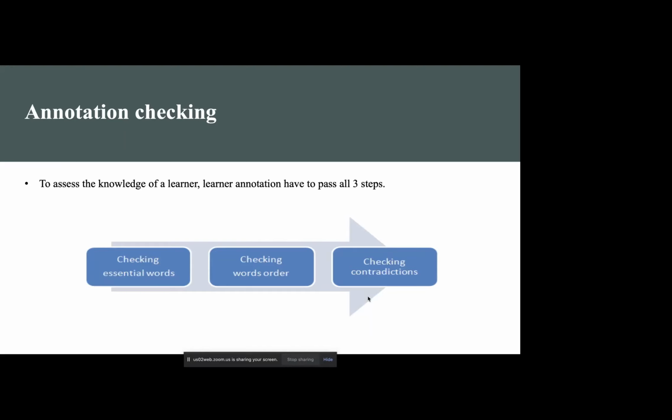And while coming to the checking word order, here the annotations will check the word order, and it will create the ordered statement. And while coming to the checking contradictions, for every sentence there is a different meaning. And for the different meaning we have many contradictions, so we should be more clear. And the contradiction will help here to give a correct and proper sentence.